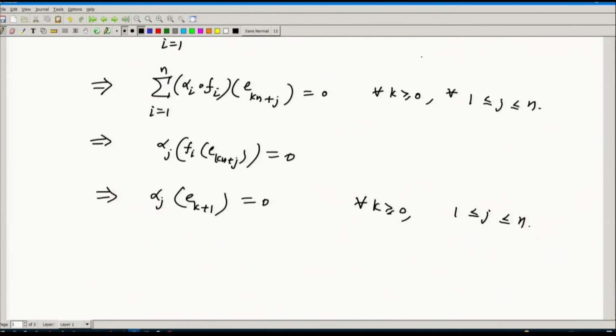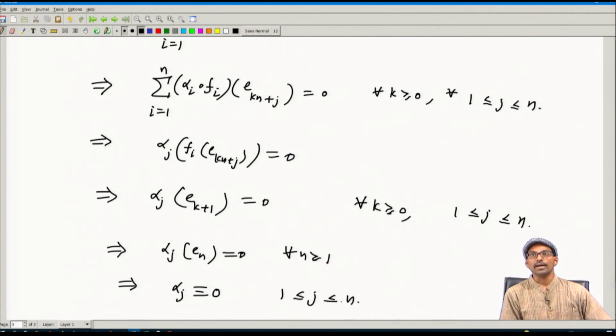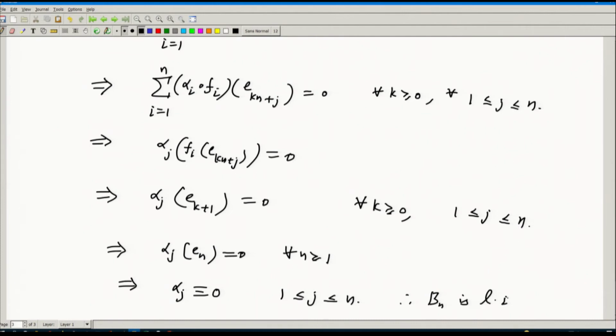So, that means alpha j of En is equal to 0 for all n greater than or equal to 1. So, that means that our map alpha j is identically 0, for any j, as required. Therefore, Bn is linearly independent.